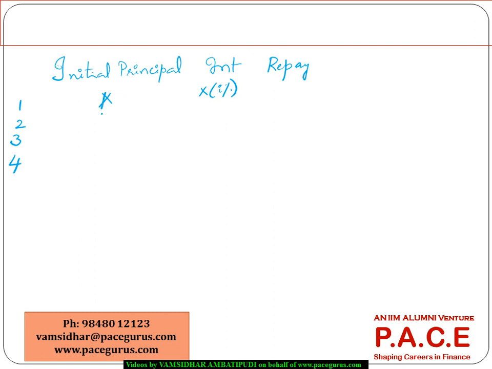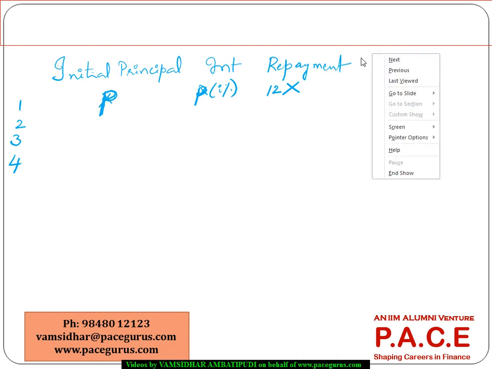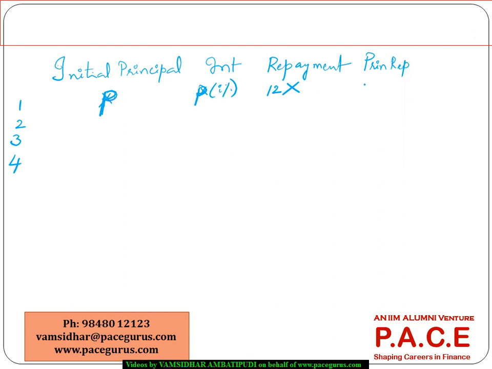Or probably here, let me call the initial principal some P. P into I percent is my interest for that period. But I am doing a repayment for that period, which is X or probably 12X, depending on whether I am doing a monthly or yearly payment. 12X is the repayment I am doing. So the principal repayment is nothing but 12X minus P times the I percent, whatever we have got. So, from here you can talk.